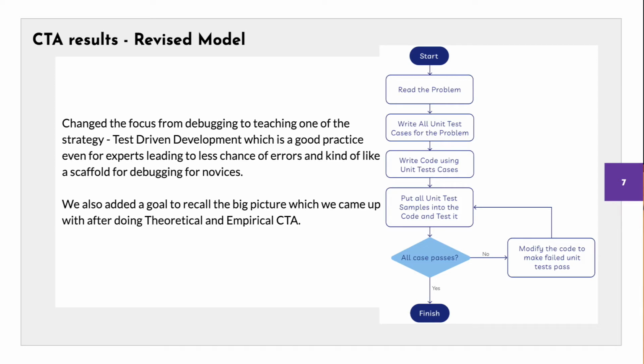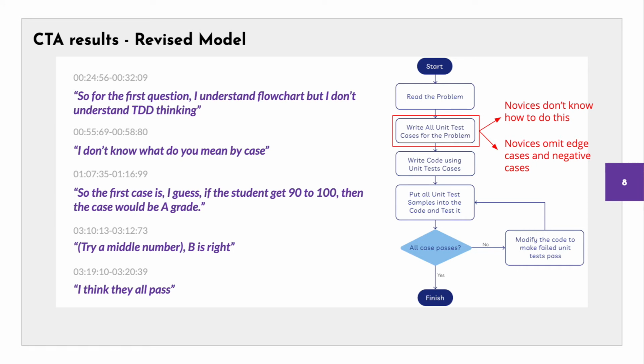Based on CTA results, we narrowed down the focus from debugging to test-driven development, which is a good strategy for finding and locating errors. For novices, writing unit test cases could act as a kind of scaffold for debugging, and there is less chance of errors in the code. We also added a goal to recall the big picture, which we came up with after doing theoretical and empirical CTA.